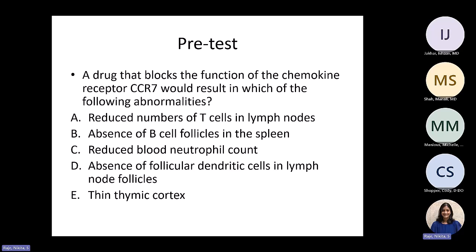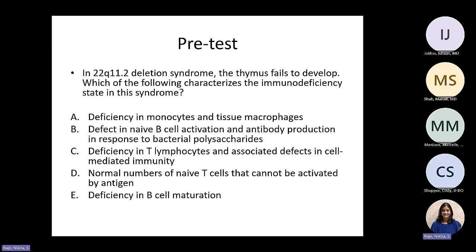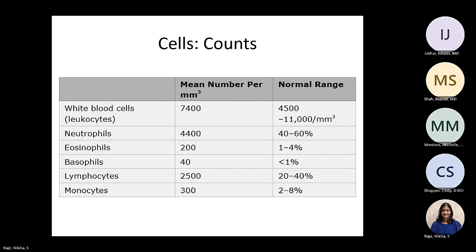A drug that blocks the function of chemokine receptor CCR7 would result in which of the following abnormalities? And then in 22q11.2 deletion syndrome, the thymus fails to develop. Which of the following characterizes the immunodeficiency state in this syndrome? All right, so we'll come back to those.